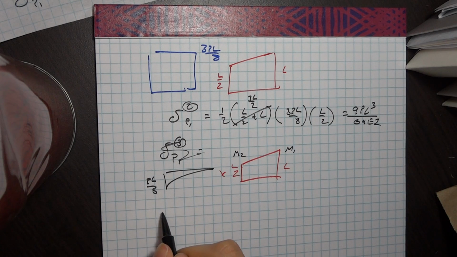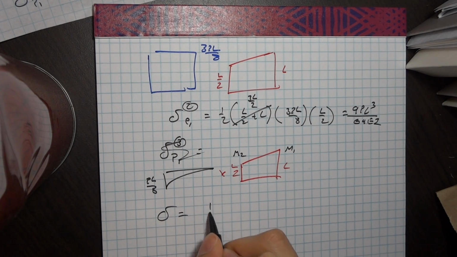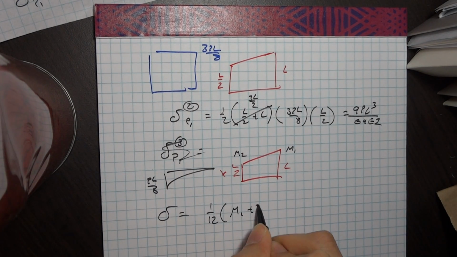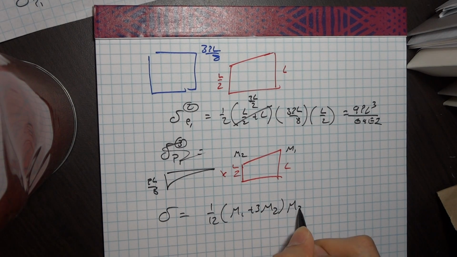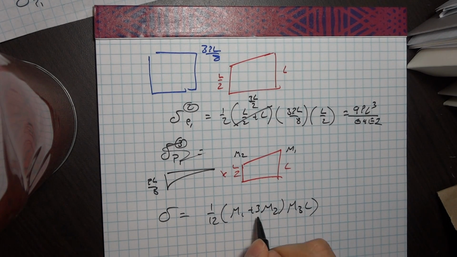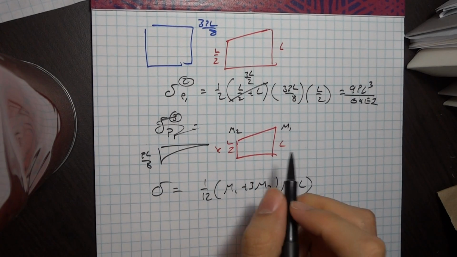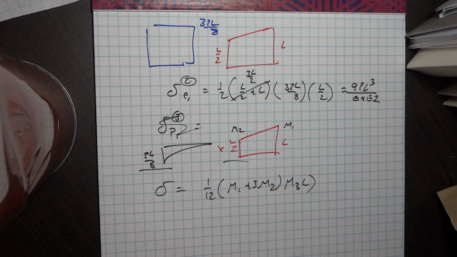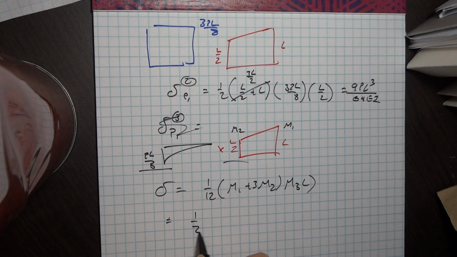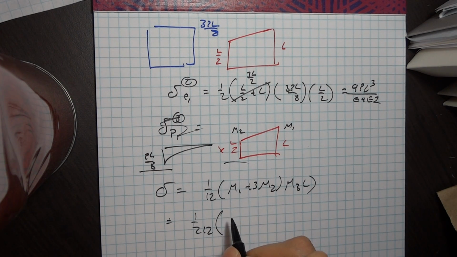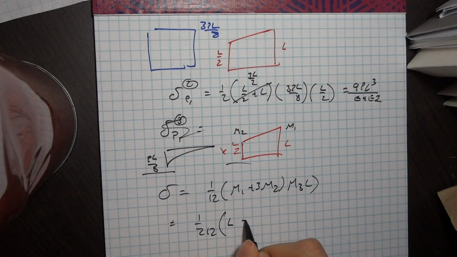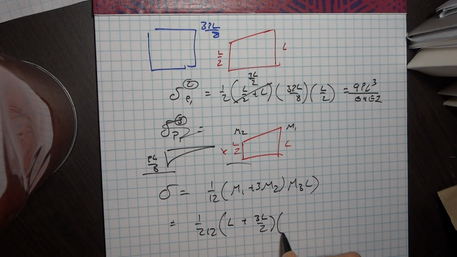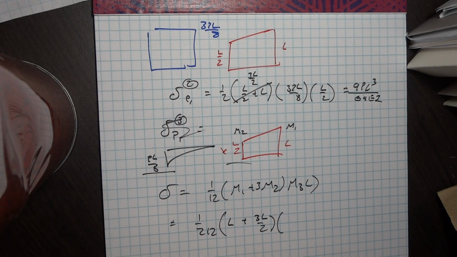In other words, when I look at my equation, my delta equals 1 on 12, M1 plus 3 M2, M3 L. This 3 corresponds to the side that has the base. So the base is on this side here. This will be the one that has the 3. And if I do that, I'm going to get delta M1 times L plus 3L on 2. Let me just double check this here. Did I mess this up again?